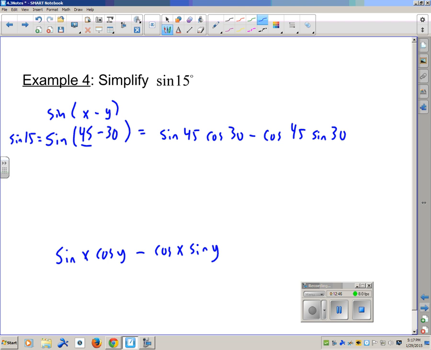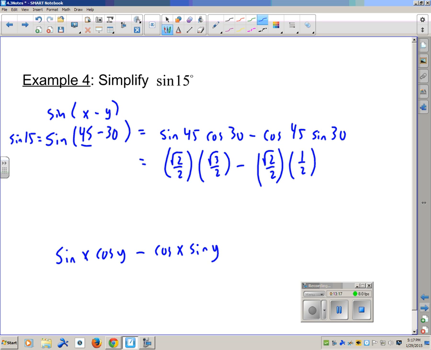Well, we know what those values are. What's the sine of 45 degrees? Look on your unit circle or look on your identity sheet. The sine of 45 there is square root of 2 over 2. What's the cosine of 30 degrees? Cosine of 30 there is a square root of 3 over 2. Cosine of 45 there is a square root of 2 over 2. And then what's the sine of 30 degrees there? Well, the sine of 30 degrees there is 1/2.